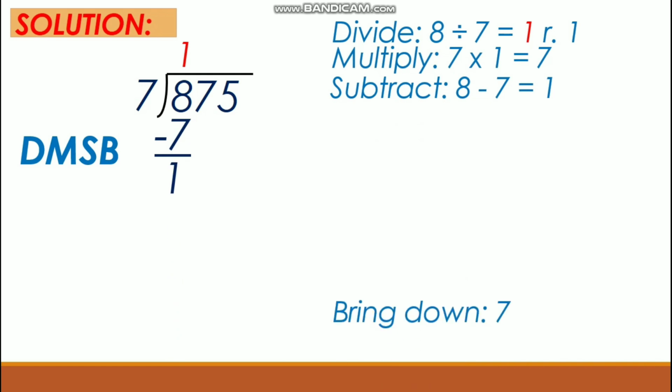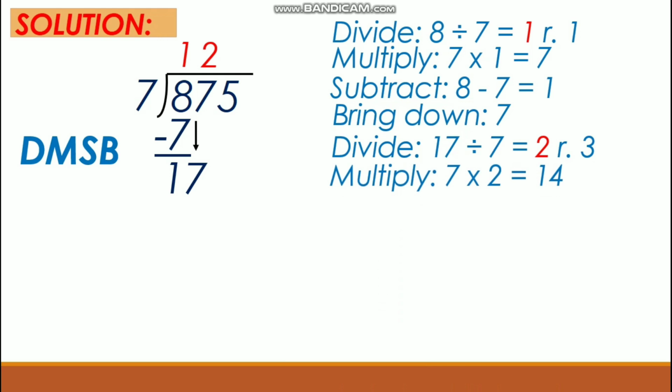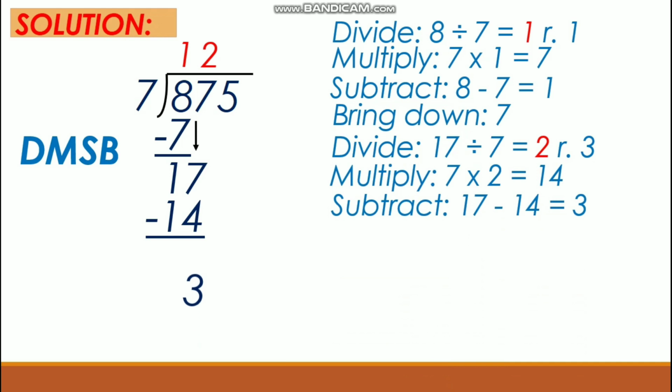Then we bring down the next digit, which is 7. Then we will do the process again. We divide 17 by 7. That is equal to 2 remainder 3. So we ignore the remainder again and write the quotient 2 at the top, aligned to 7. Then we multiply. 7 times 2 is equal to 14. And that 14 will be subtracted from 17. So 17 minus 14 is equal to 3.